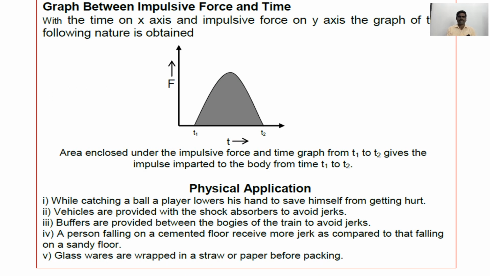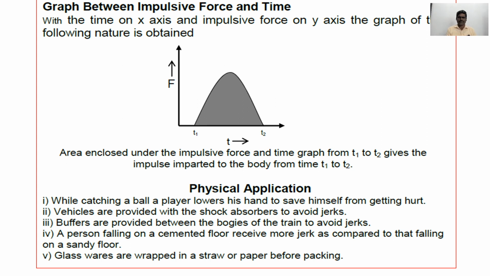Graph between impulsive force and time. With time on the x-axis and impulsive force on the y-axis, the graph will be obtained like this. The area enclosed under the impulsive force and time graph from t1 to t2 gives the impulse imparted to the body from time t1 to t2.